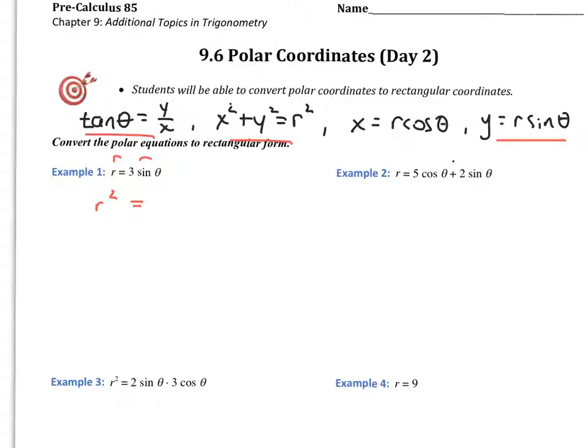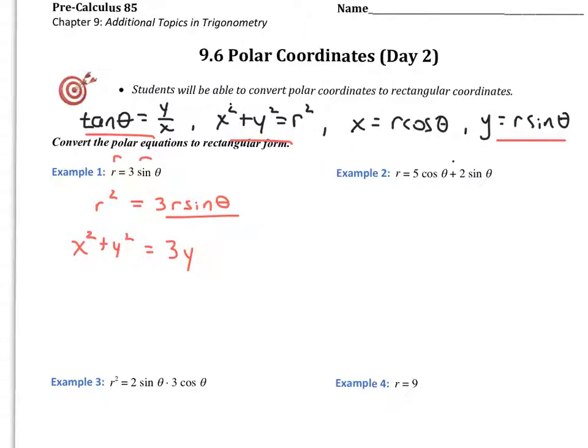Yes, because now r squared becomes x squared plus y squared, right? Okay? Then, if we multiply the other side by r, now we have 3r sine theta, and he said change the r sine theta into y, so now we have equals 3y. Do we have any more r's, and do we have any more thetas? No, we're done.